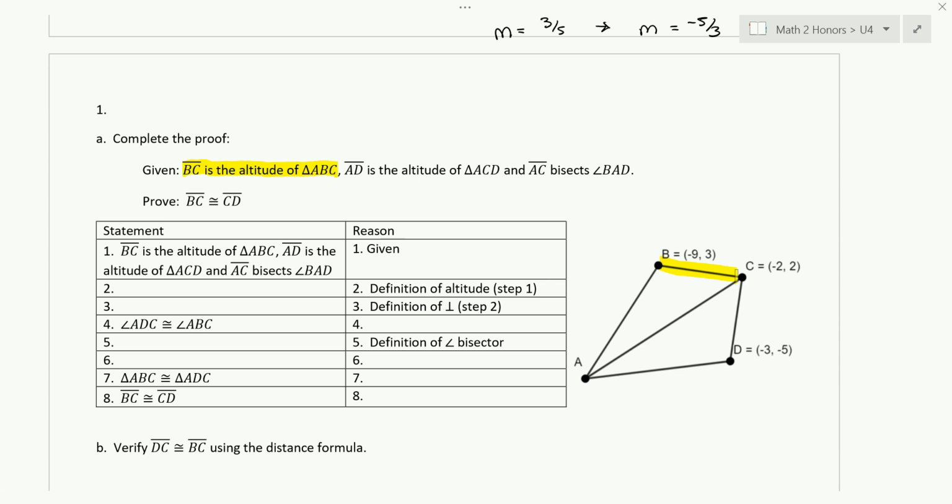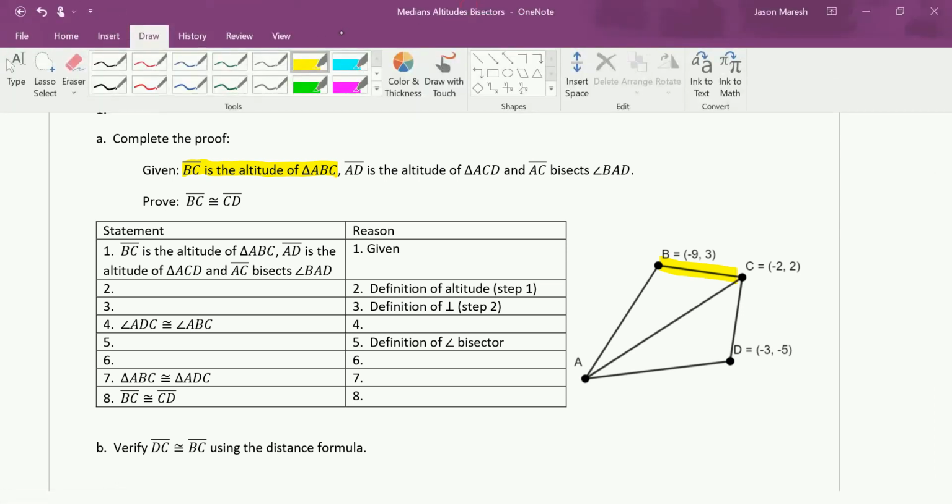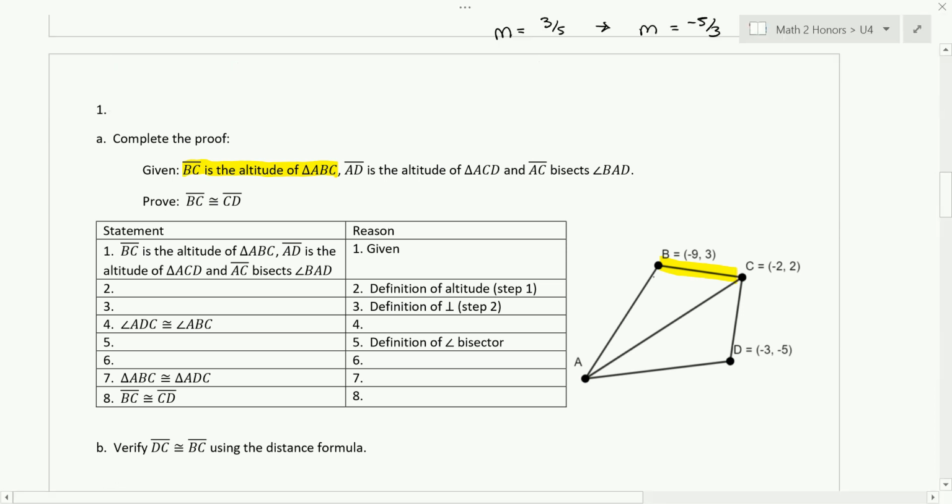It tells you it's a right triangle because a side length is actually the altitude, so this is a 90-degree angle, although it doesn't look like it. It's not drawn to scale, but that's what that's telling us. Also tells us that AD is an altitude of ACD. So that's kind of the same information with the other triangle. And lastly, AC bisects BAD. And so an angle bisector gives us two congruent angles.